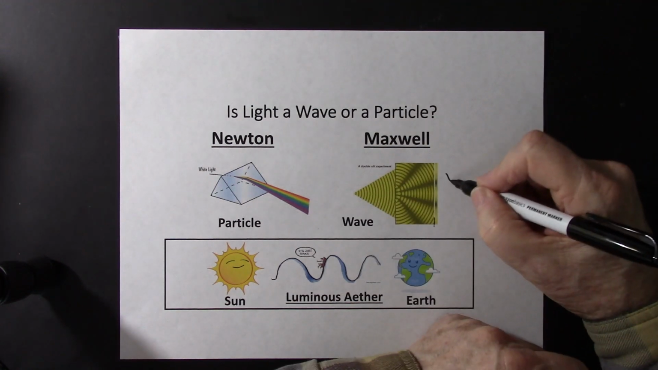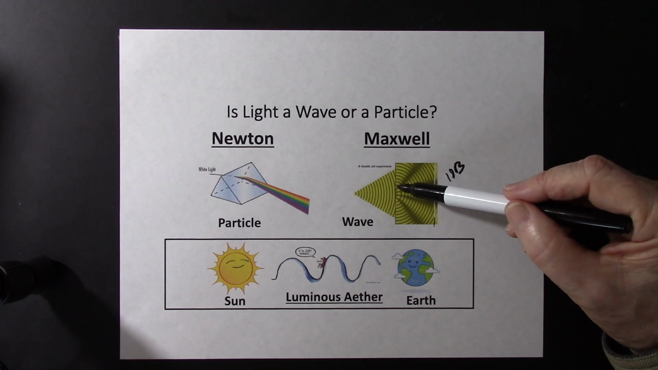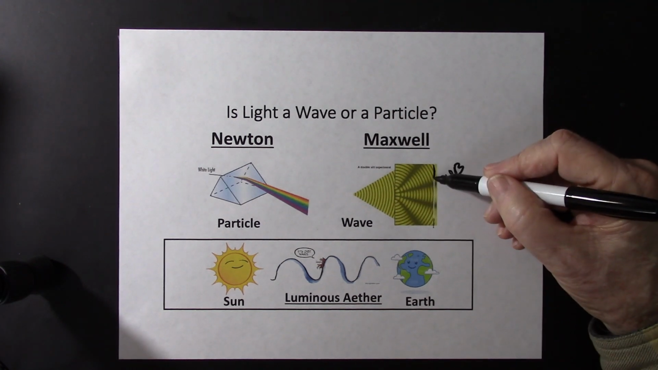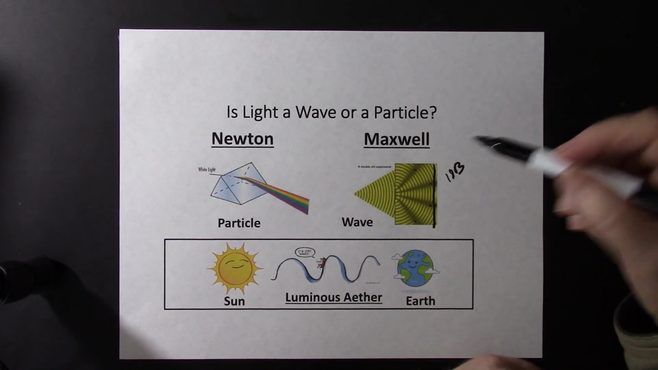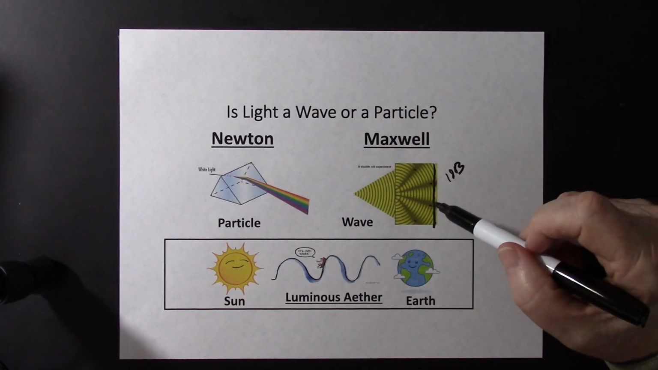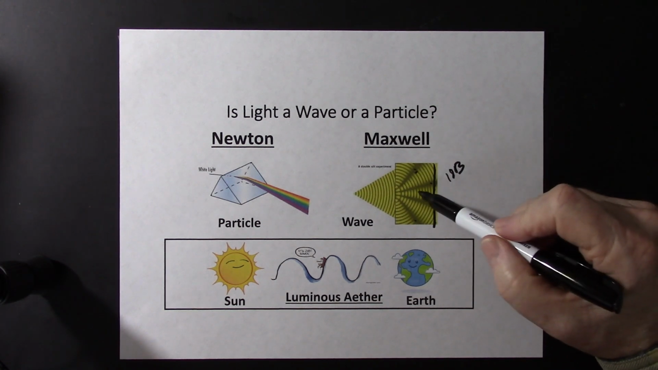But in about 1803, Thomas Young, an engineer, shined light through two little slits, and on a detector screen over here, it showed alternating light and dark bands. And that was characteristic of wave behavior. Particles didn't act like that. And so it showed these interference patterns.